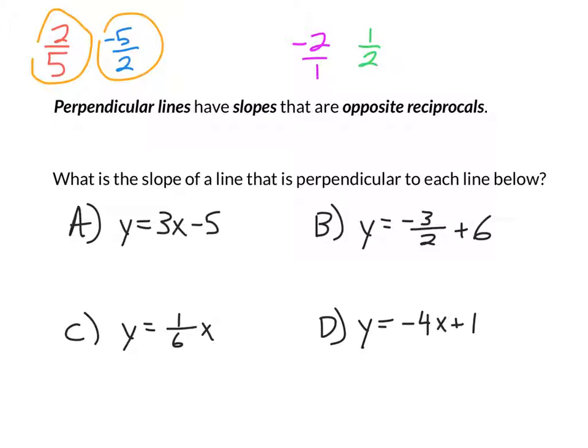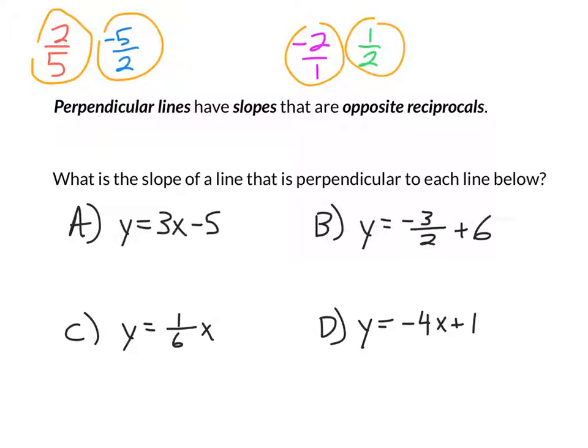And that brings us to our big rule about perpendicular lines. Perpendicular lines on the coordinate plane always have slopes that are opposite reciprocals. Reciprocal means we flip the numerator and denominator. Opposite means we change the sign.